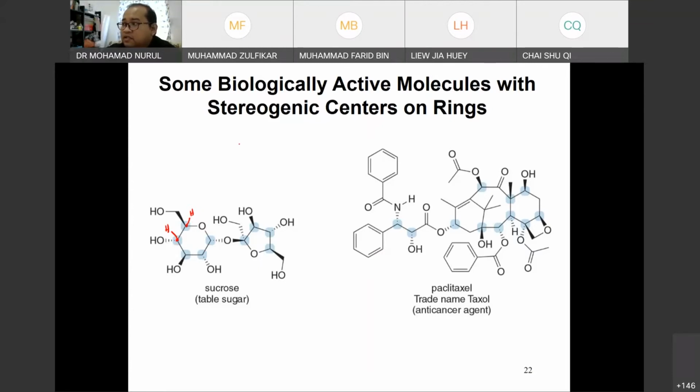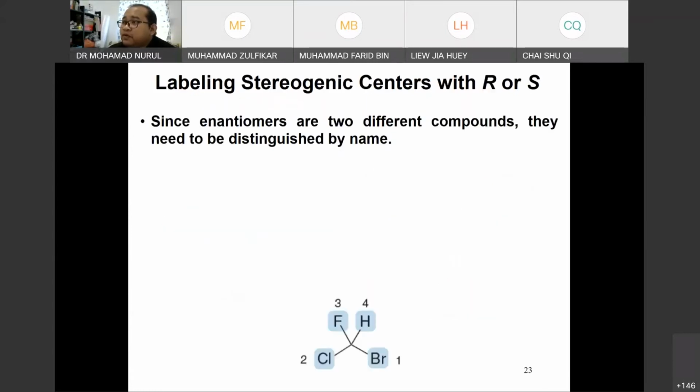This is a very famous example, paclitaxel. Anybody who is on chemo uses these drugs. So labeling a stereogenic center with R and S is equally important.